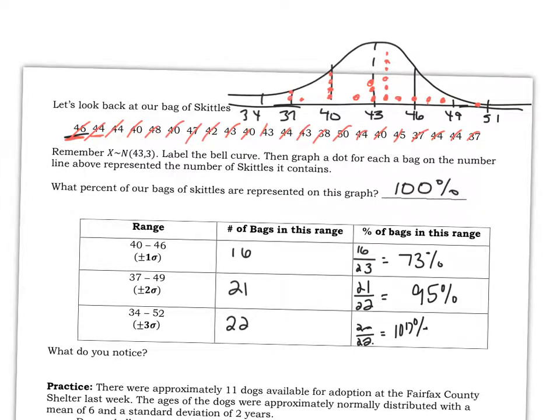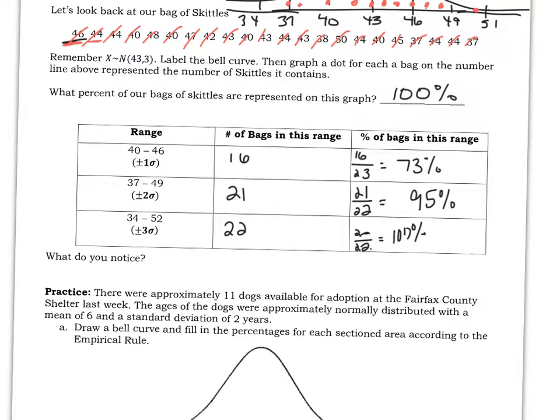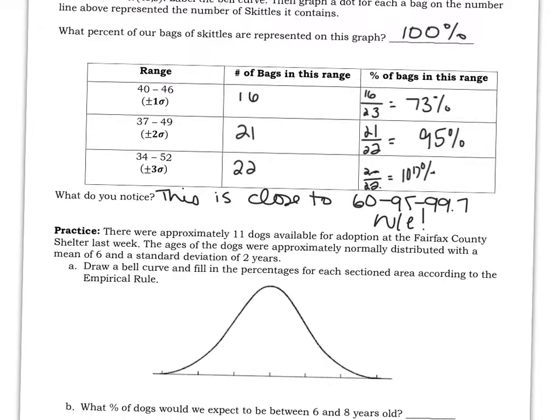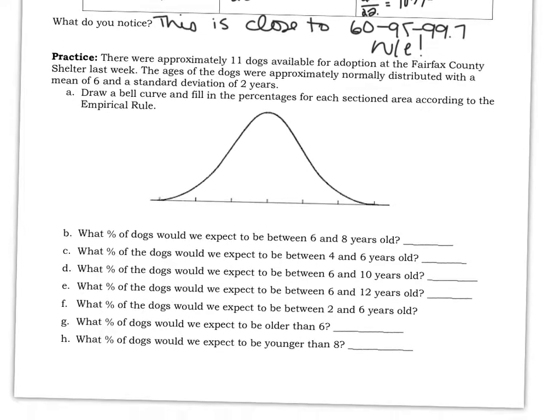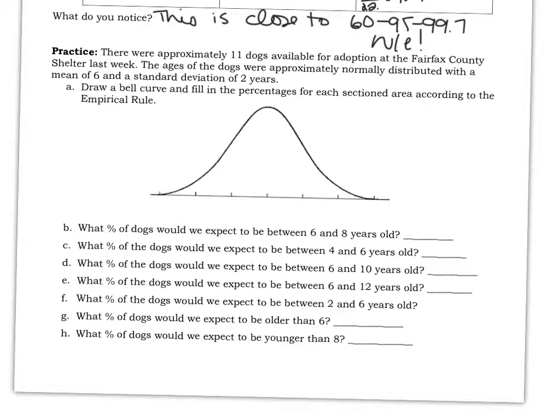What do you notice? Well, I notice that these values are pretty close to the empirical rule. 73 is pretty close to 68, 95, 99.7. 1 standard deviation, 2 standard deviations, 3 standard deviations. So what I notice is that this is close to the 68, 95, 99.7 rule. So it does work no matter what data we're given. So go ahead, and this practice problem you're going to complete on your own, and then I will check that it's completed next class. If you have questions, make sure you come and see me.